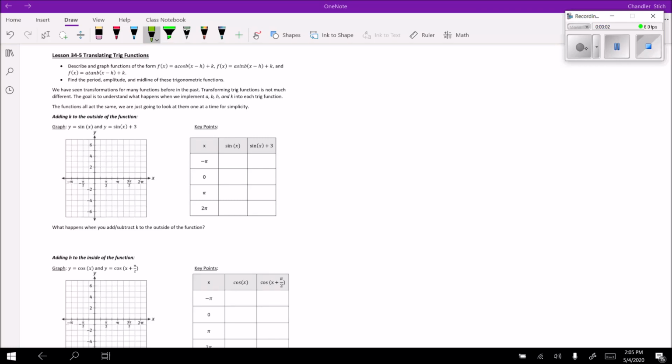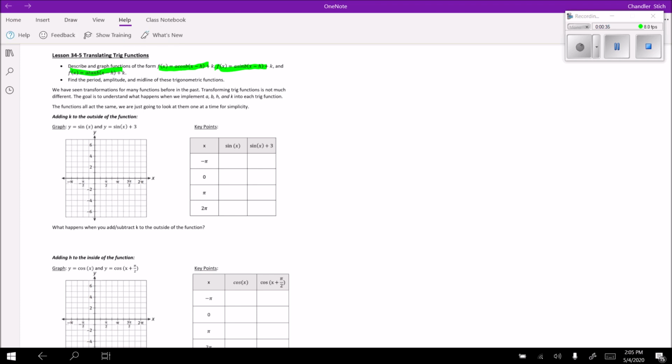Alright, so for the last day of the week, we're going to look a little bit at these transformations of these trig functions, so the translating the trig functions. I asked you guys to make your predictions for these three, or at least these two, cosine and sine, and then tangent. Now, we also are going to use the transformations to find the period, amplitude, and midline. But hopefully you just see the transformations first of all.